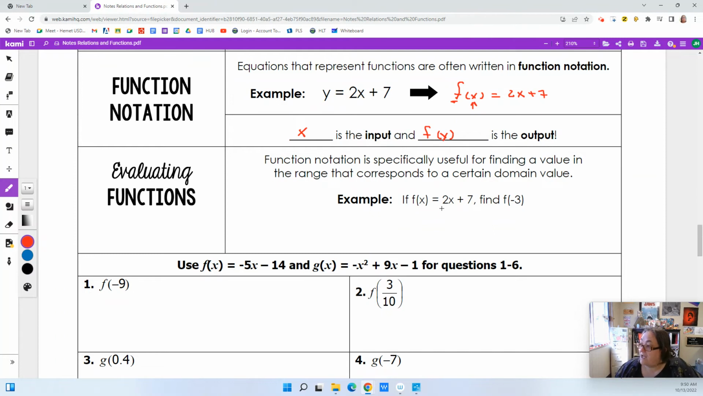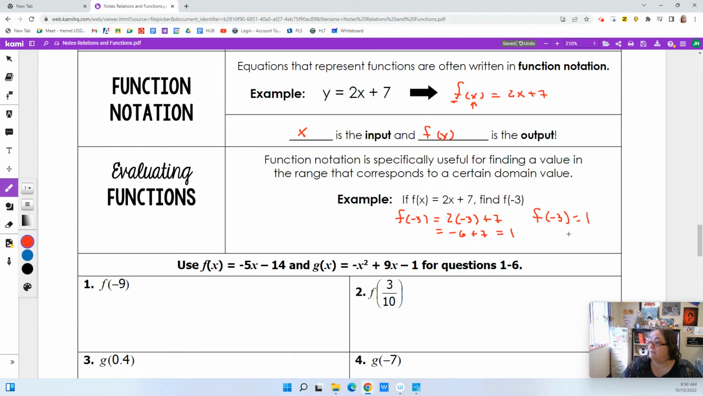So here it says if f of x equals 2x plus 7, find f of -3. Well, f of -3 would be 2 times -3, because that's where my x is, plus 7. And we would go 2 times -3 is -6, plus 7 equals 1. So we could say that f of -3 equals 1.